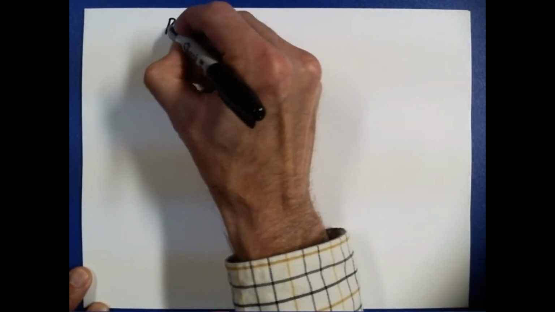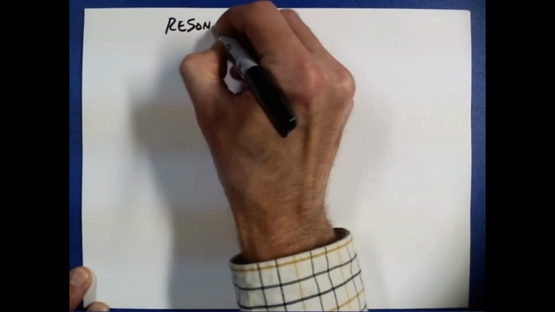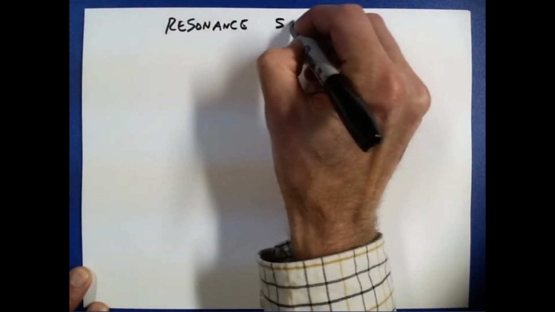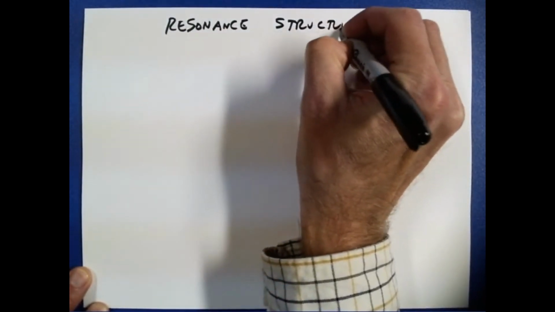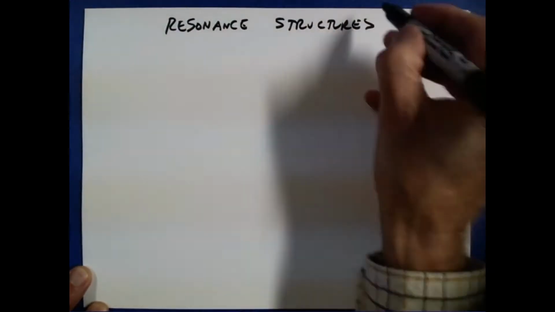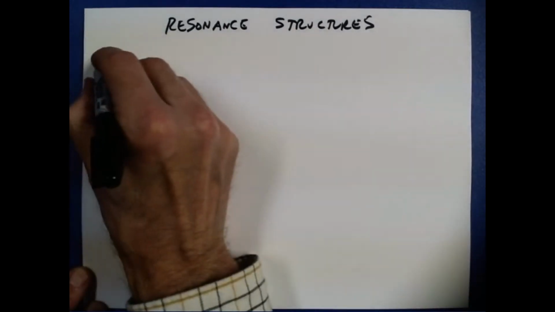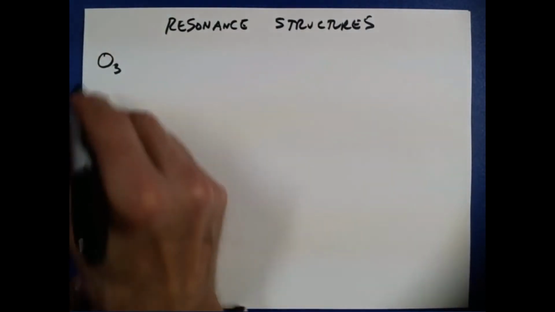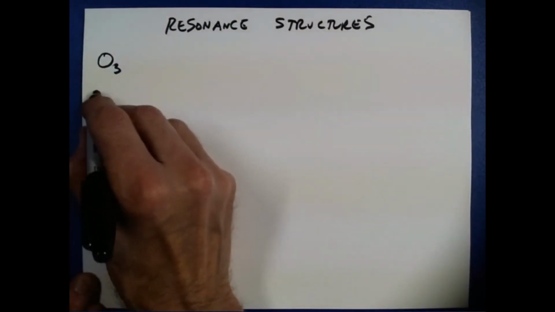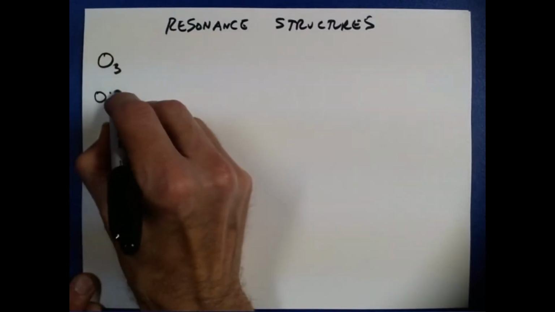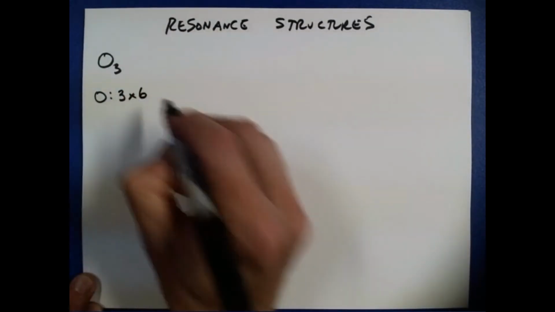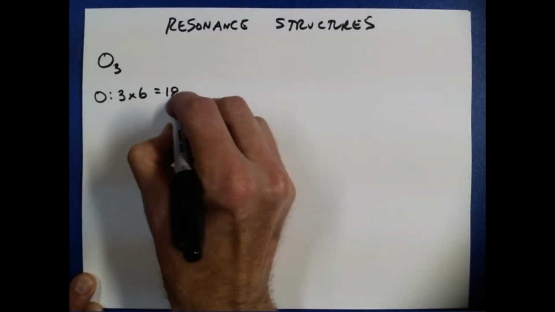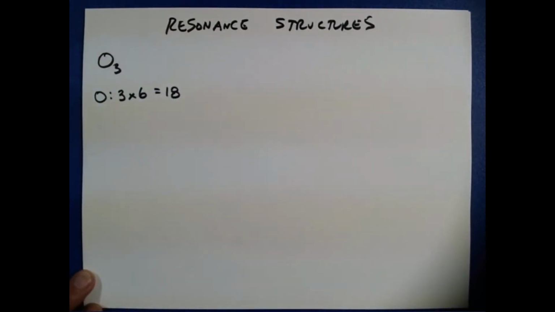All right, in this video, I'd like to talk to you about resonance structures. And in order to talk about resonance structures, we're first going to draw the Lewis structure of the ozone molecule, which is O3. Now, the first thing I'll do is determine the total number of valence electrons in ozone. With oxygen, we have 3 of them and 6 valence electrons apiece. That's a total of 18 valence electrons that we're going to put in the ozone molecule.